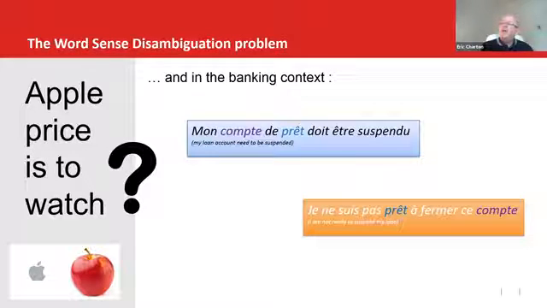Meaning, for the first one, my loan account needs to be suspended. It was a very important issue during COVID. And for the second sentence, I am not ready to suspend my loan. So we see that in those two short sentences, you have the most preeminent keywords, account and loan, that are exactly the same and have completely opposite meanings.